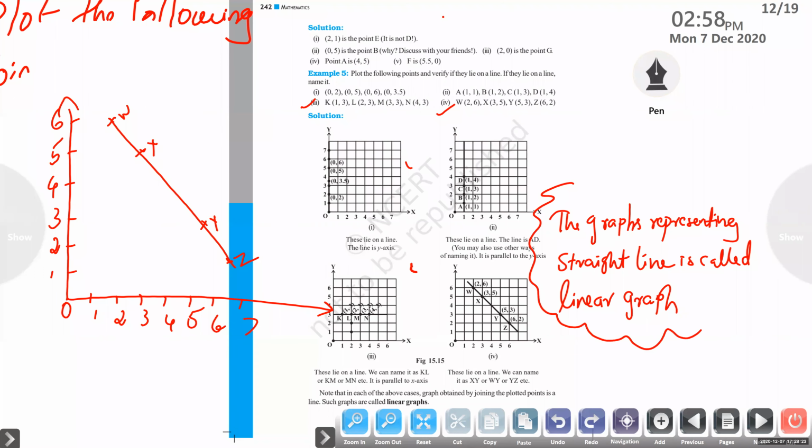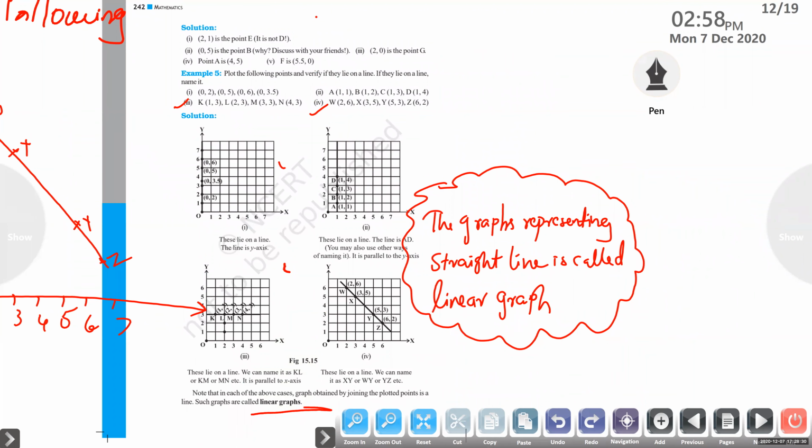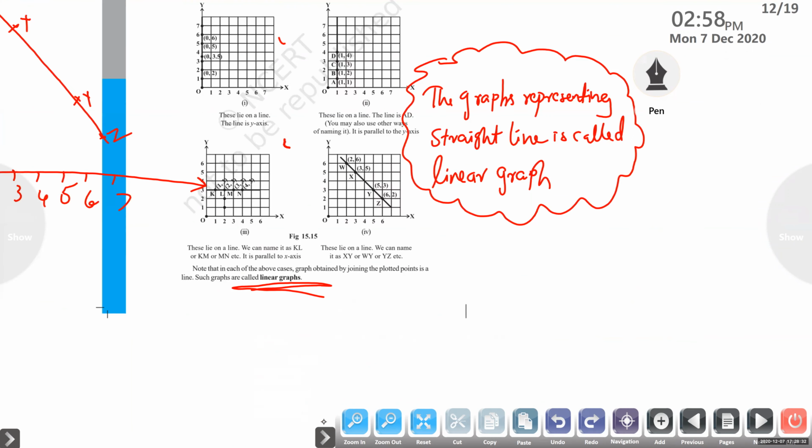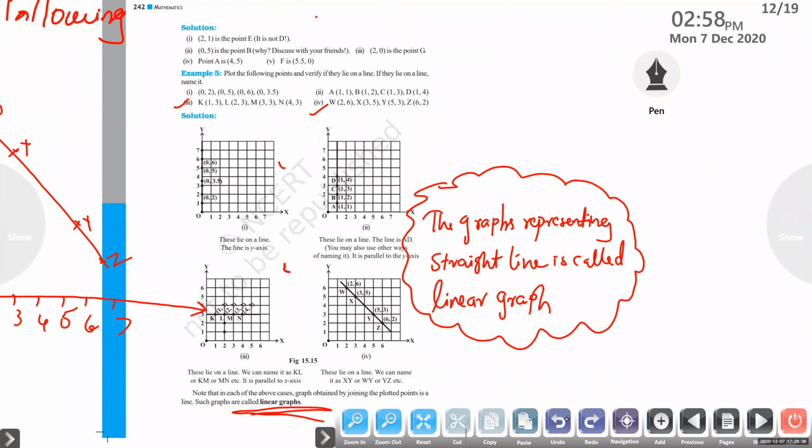A very important point. The graphs representing a straight line. All these are linear graphs. The graphs representing a straight line are known as linear graphs. The graph representing a straight line is called a linear graph.